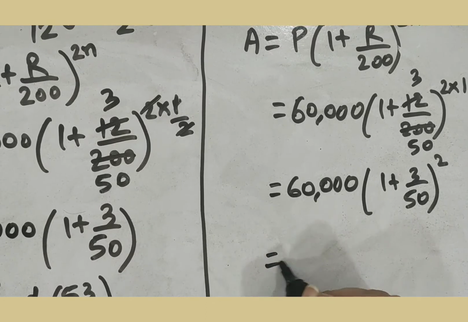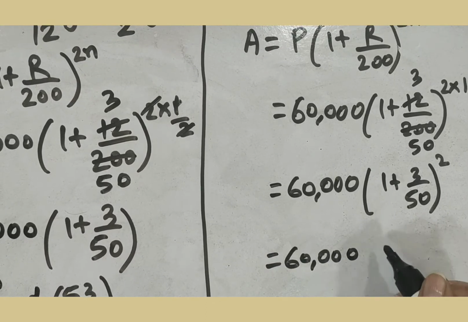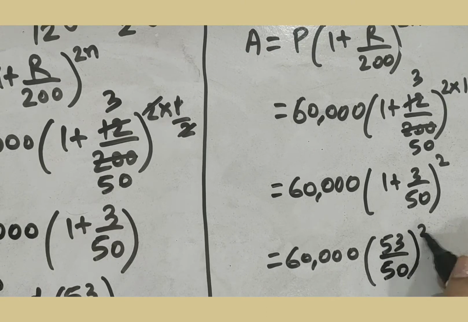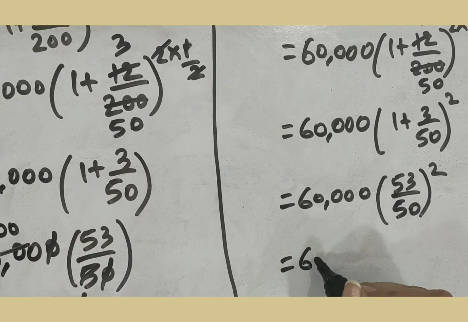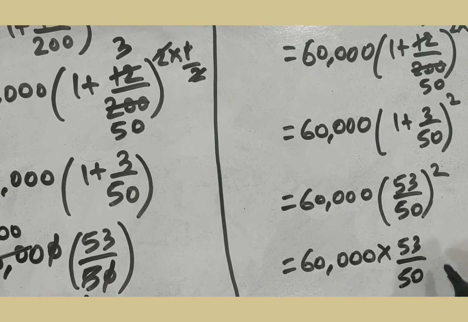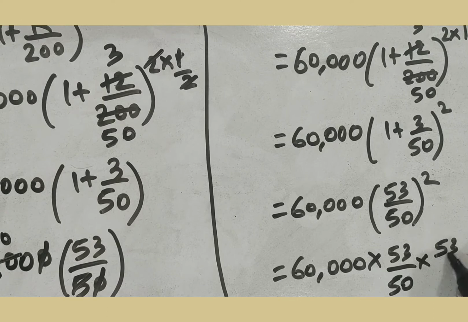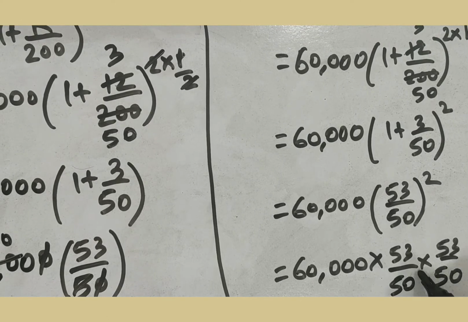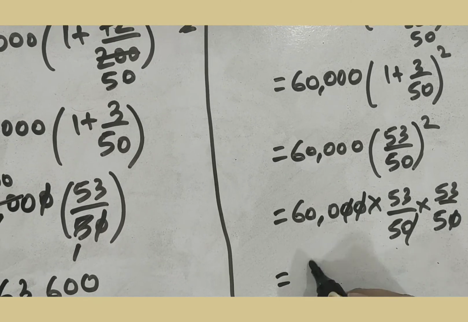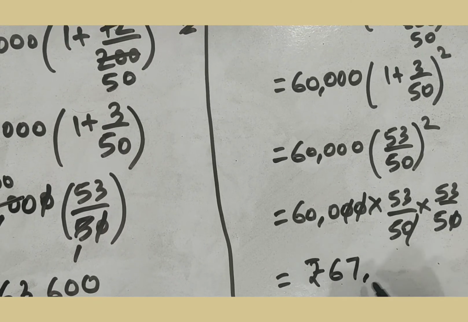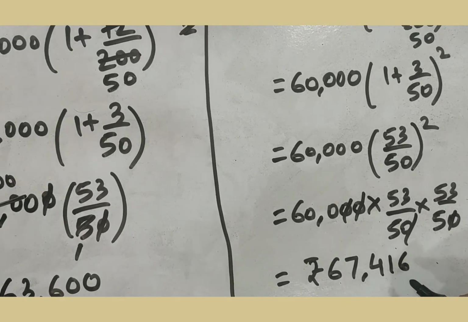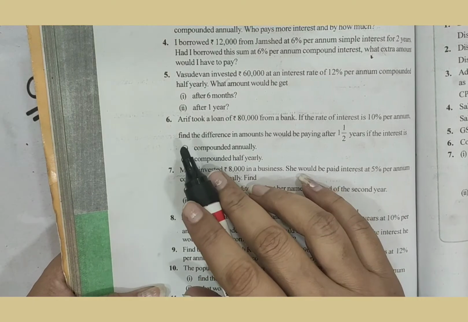So that will be equal to 60,000. If I take LCM, it will be 53 upon 50 whole square. So that will be equal to 60,000 into 53 upon 50 multiply by 53 upon 50. Now again cancellation I can do, and after whole calculation is completed, I will get rupees 67,416 as the amount.